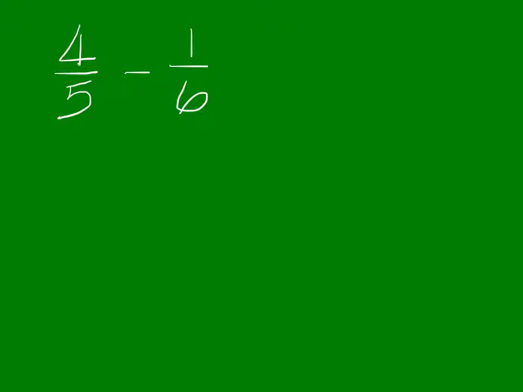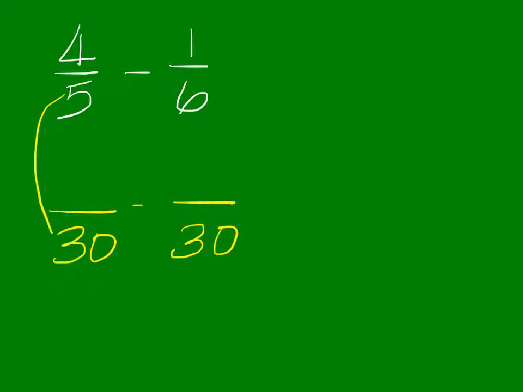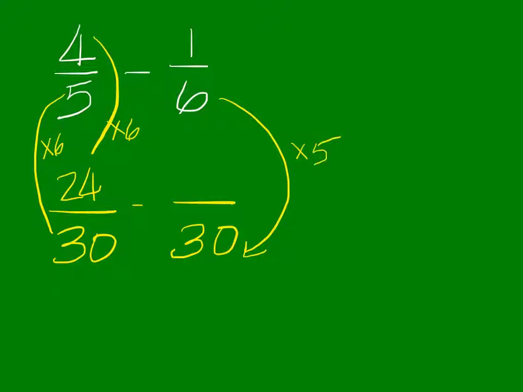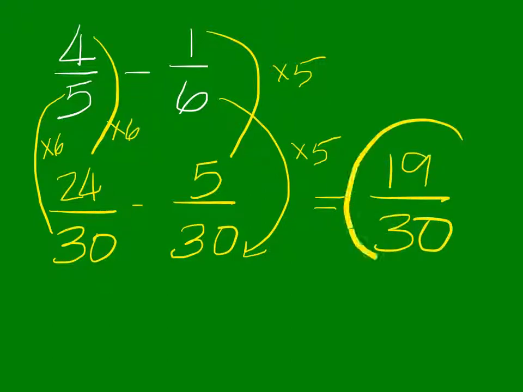On the practice problem, the lowest number that 5 and 6 will go into is 30. Now I have to multiply 5 by 6 to get 30, so 4 times 6 is 24. I'm multiplying 6 by 5 to get 30, so 1 times 5 is 5. Now the operation says minus, so you have to do 24 minus 5, and that'll be 19 over 30.